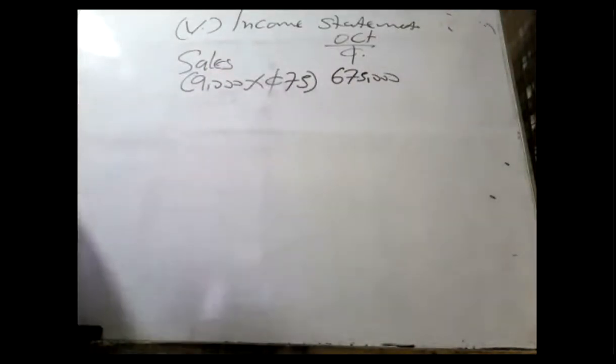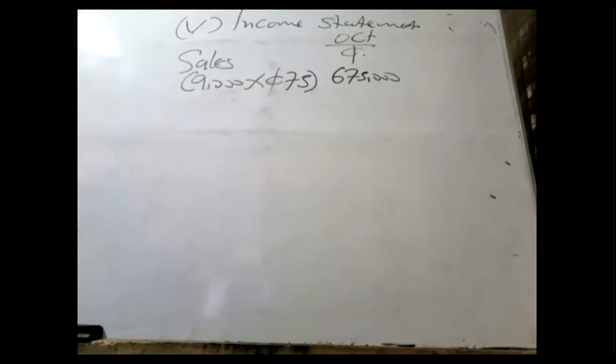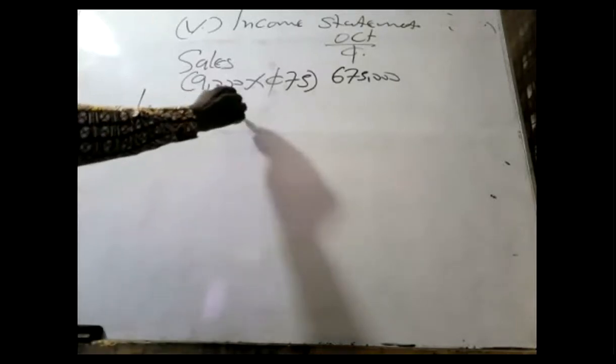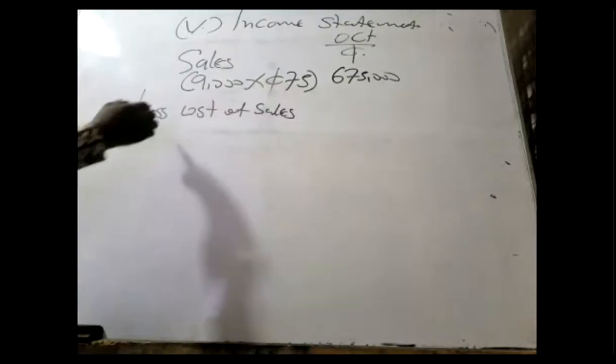So 675,000. Now we are covering the income statement. When we are preparing income statements, the alternative approach is less the cost of sales. That is, less cost of sales. With this cost of sales, go straightforward.